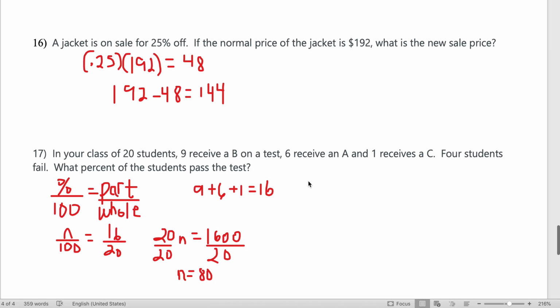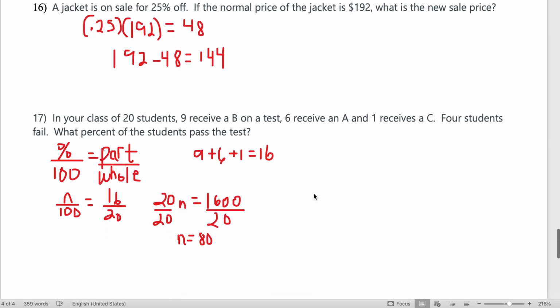Number 16. A jacket's on sale for 25% off. If the normal price of the jacket is $192, what is the new sale price? So the discount will be 25% of 192, which is 48, and then 192 minus 48 is 144. Why do I subtract? Because we intelligent consumers know that when something is on sale, you take away, decrease the price. The original price was 192, we decreased it by the amount of the sale, 25% or $48, and that leaves me with 144.